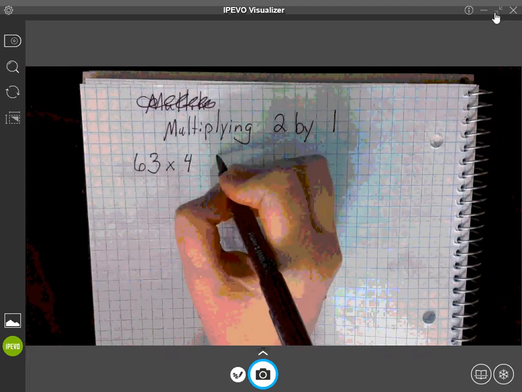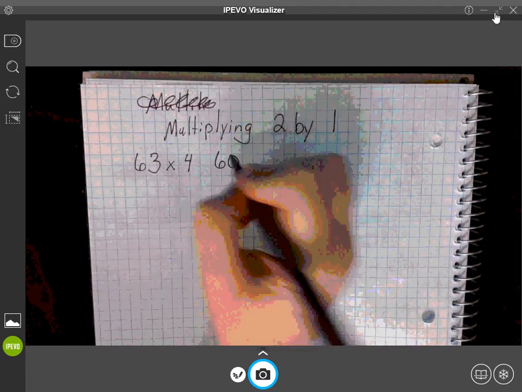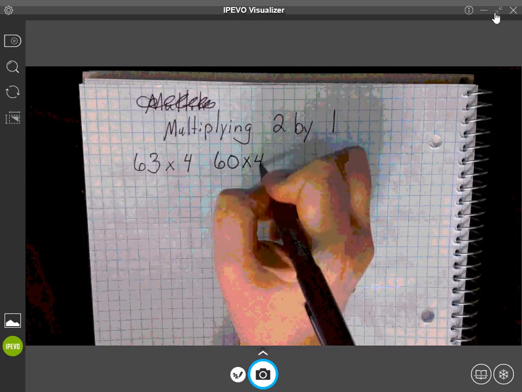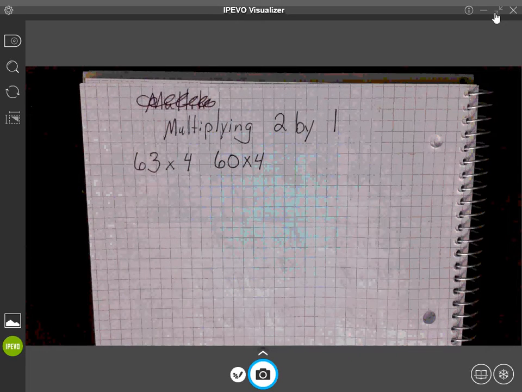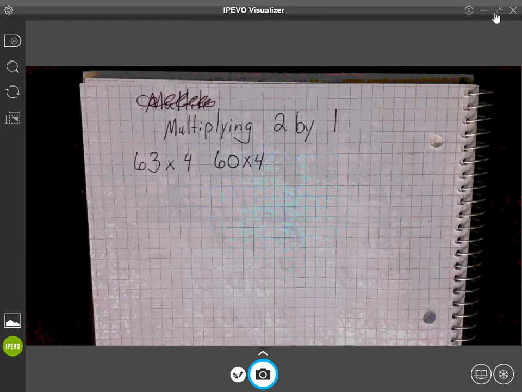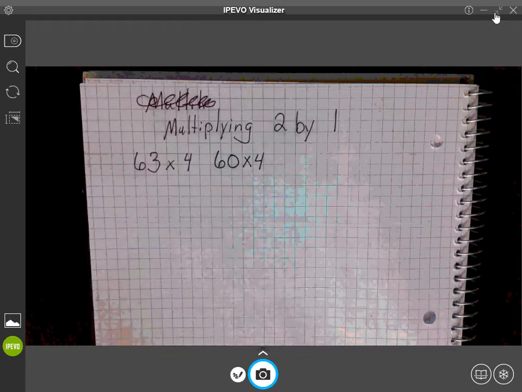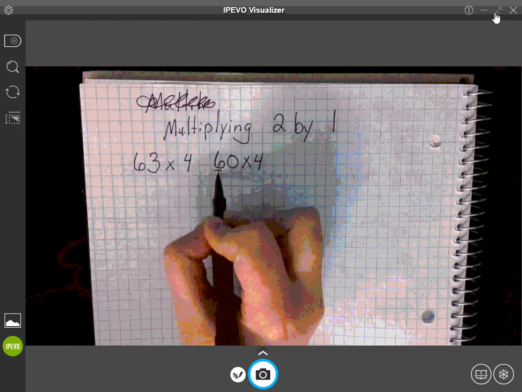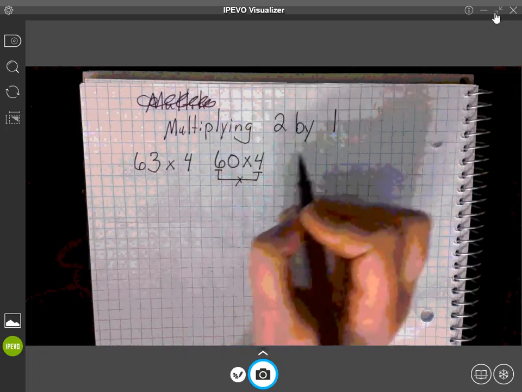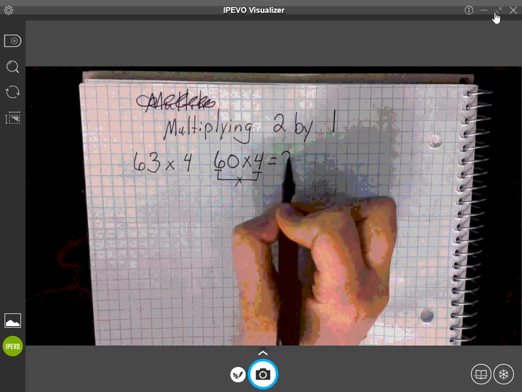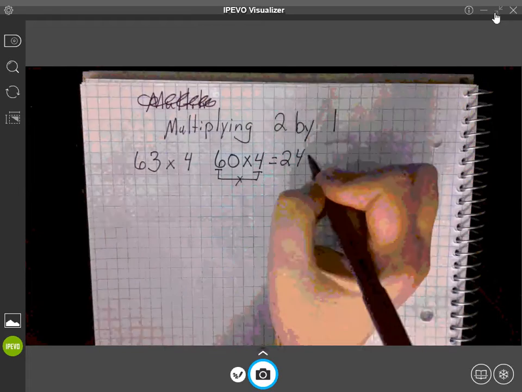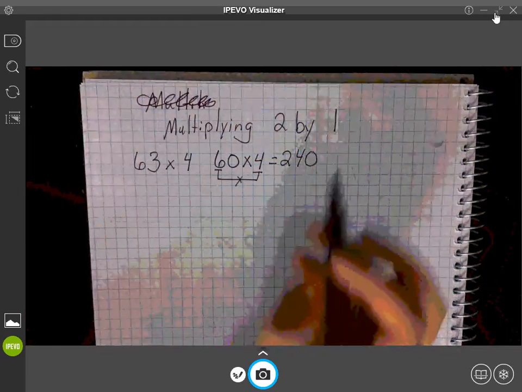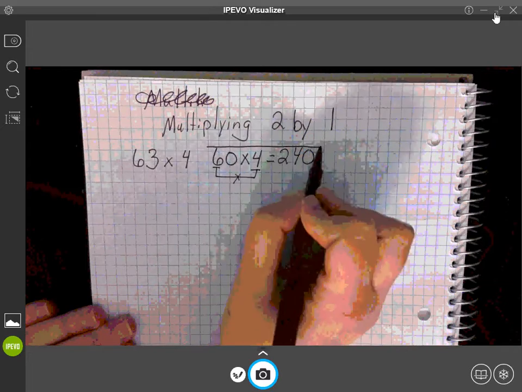So watch what I do here. I'm going to put 60, and I'm going to put times 4. You do that as well. Who can walk us through the trick of multiplying by multiples of 10? Melody, walk me through it. 6 times 4 equals what? 24. Okay, and then where am I getting that 0 from? Can the 4 give me a 0? No. Okay, so my estimated answer is 240.